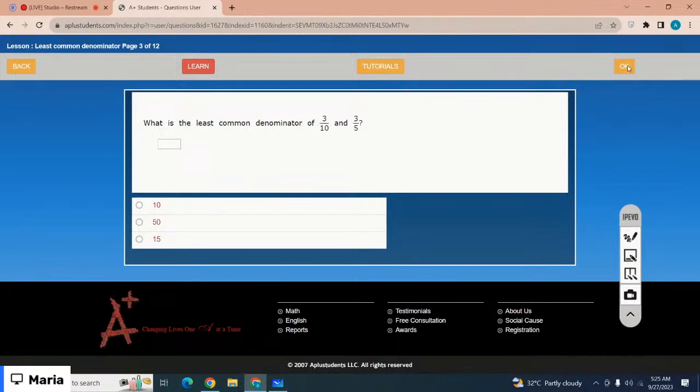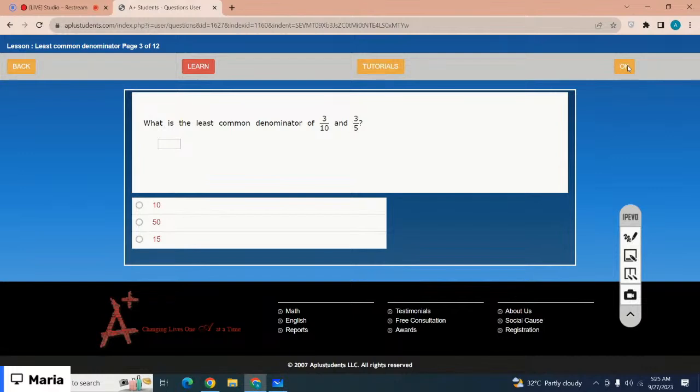Where did rational come from? What do you mean? Can you please repeat your question? Write down the complete question. What you are asking about? 3 by 10 and 3 by 5.